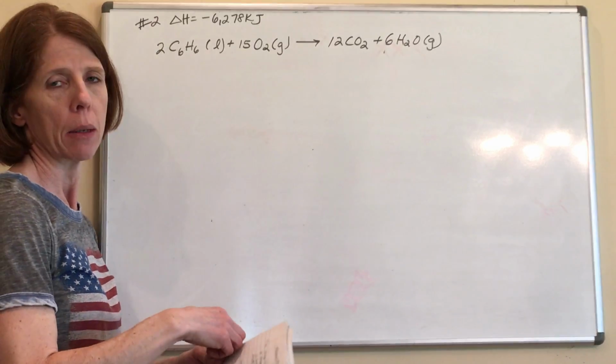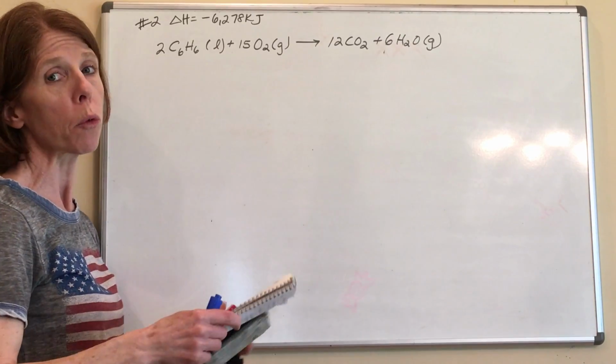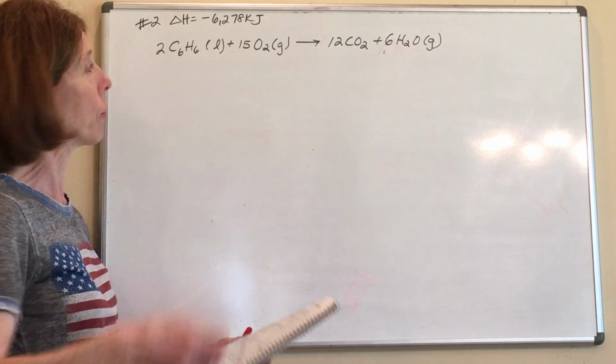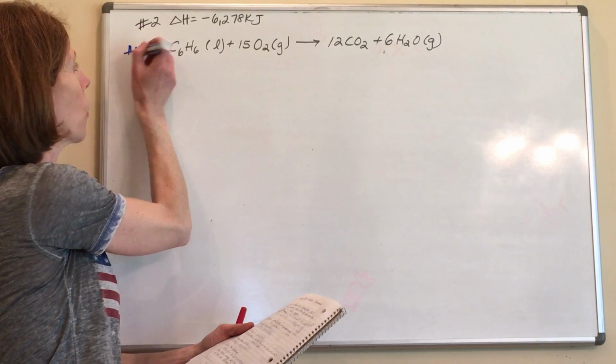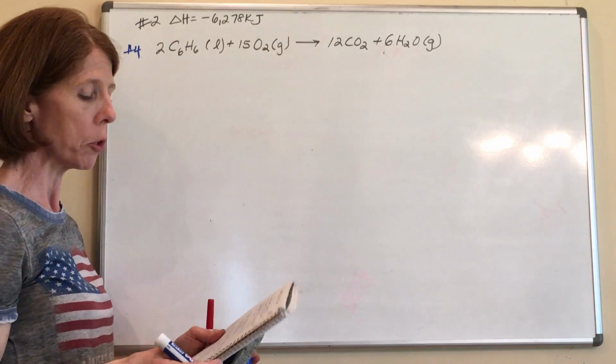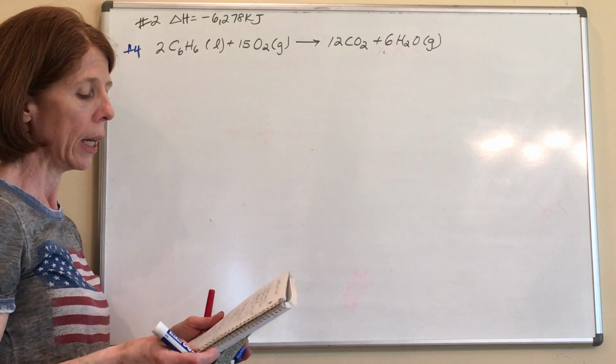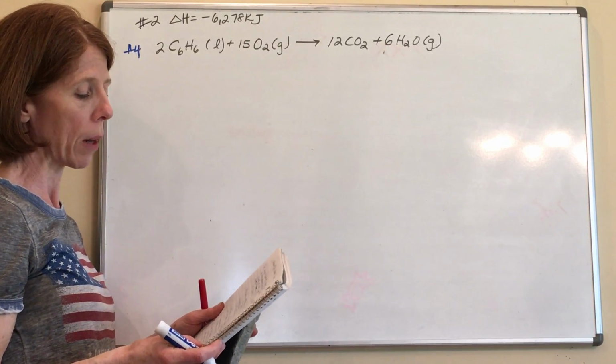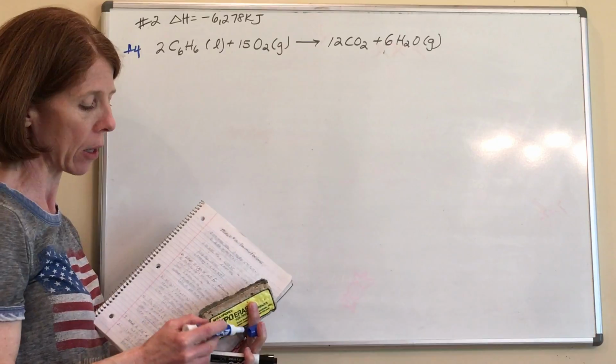I'm starting with practice problem number 4, which is where we left off after class last week. And the question reads, using the enthalpy from problem number 2, calculate the kilojoules of energy that are released when 500 grams of benzene is burned in excess oxygen.